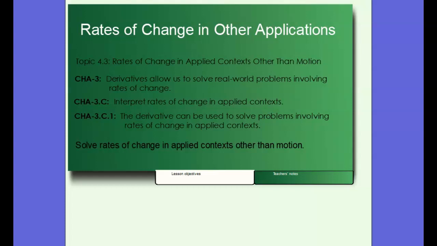Welcome to Lesson 4.3, Rates of Change and Other Applications. This section covers Topic 4.3 from the 2019 course and exam description, Rates of Change in Applied Contexts Other than Motion. The standard for this unit is CHA3.C.1. The derivative can be used to solve problems involving rates of change in applied contexts.